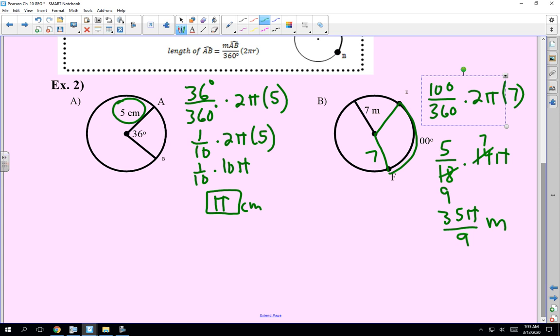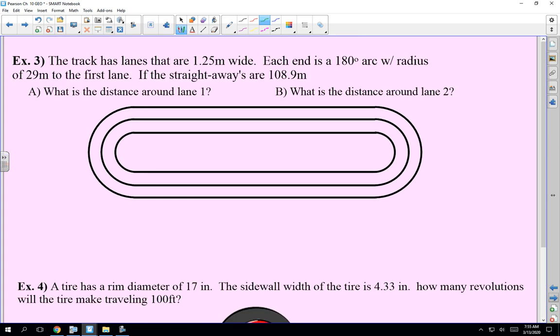All right, we got a little application here. It says the track has lanes that are 1.125 meters wide. Each end is a 180 degree arc with a radius of 29 meters to the first lane. So radius right here of 29. Same thing over here, you got a little half circle. You could put those two together to make a whole circle, 29 meters to the first lane.